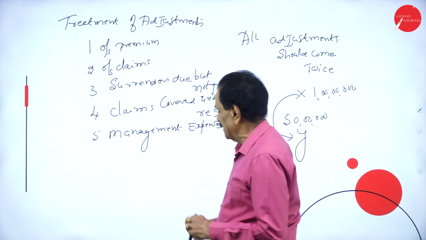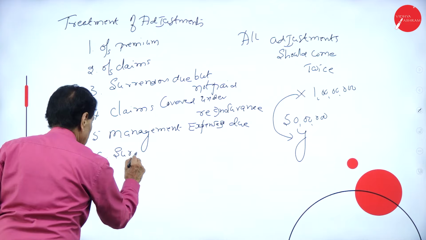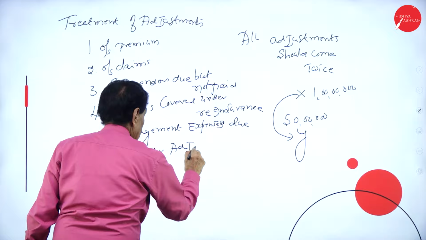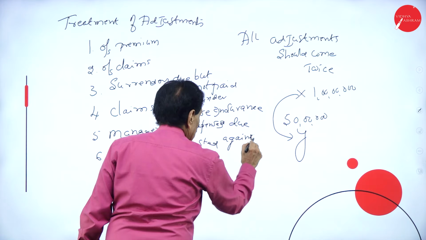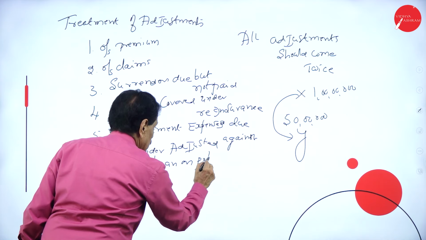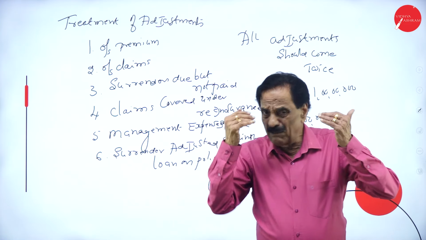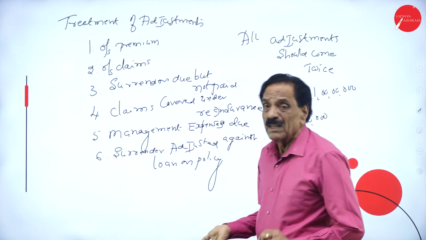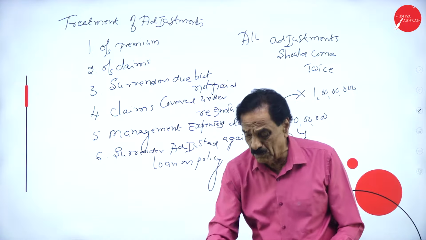There may be one more item. They may say the 6th one, surrender adjusted against loans on policies. When he is not in a position to pay the premium, he will surrender. Some money we are going to pay for the surrender. Whatever the surrender comes to will be adjusted to loans. He has to pay the loan on the policy, so that amount should be deducted.